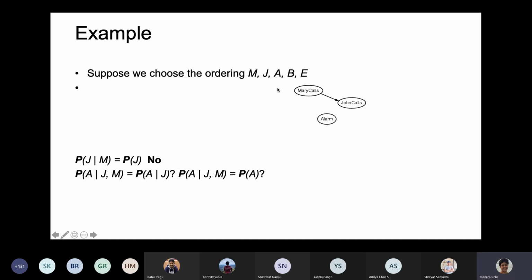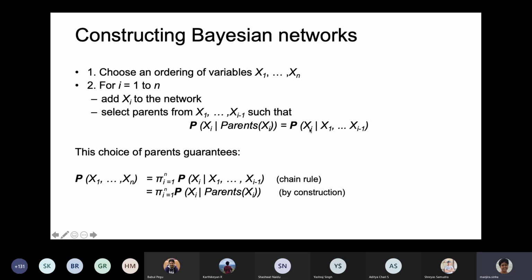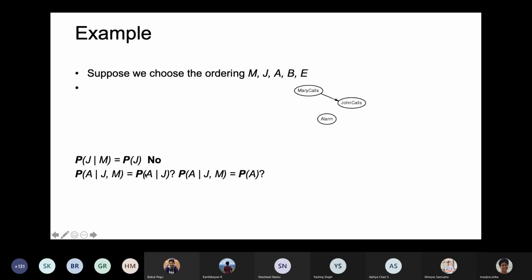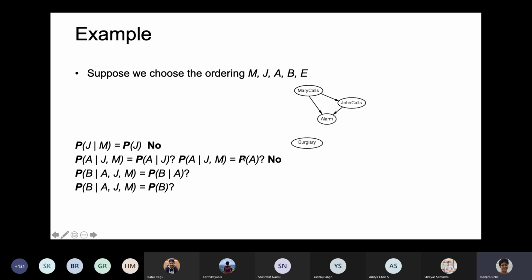Then we add the node for the random variable alarm. For the alarm, I need to see whether the probability of alarm given John and Mary is equal to the probability of alarm given John, or equal to the probability of alarm. So this is also no.